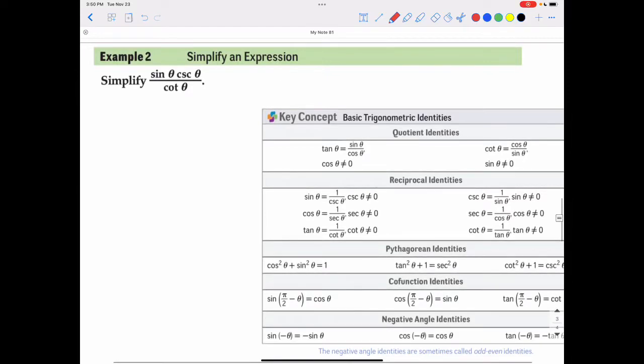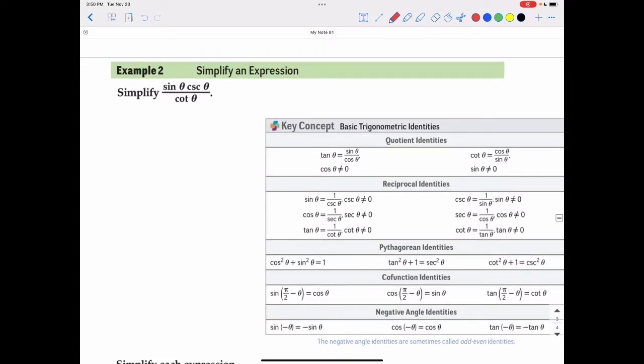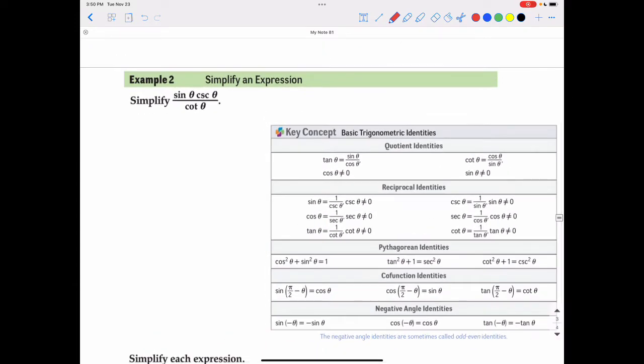Then we get to simplify an expression using the trig functions, using the trig identities. So the first one is simplify sine theta cosecant theta over cotangent theta. So we're going to try to simplify this. Hopefully we can see that it can be simplified to a single trig function.